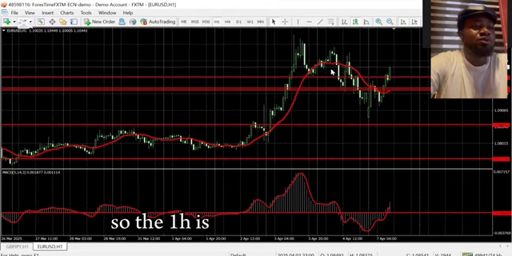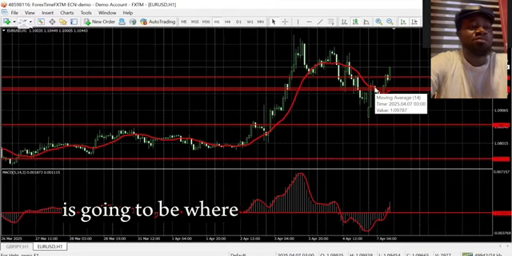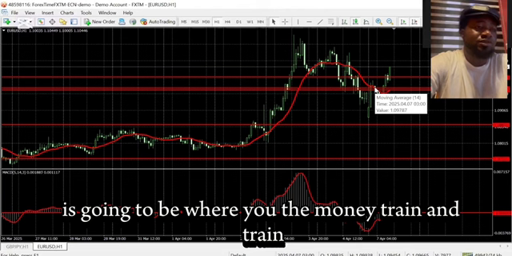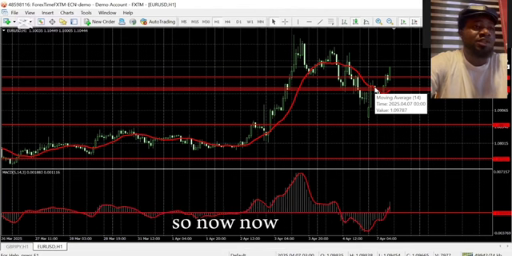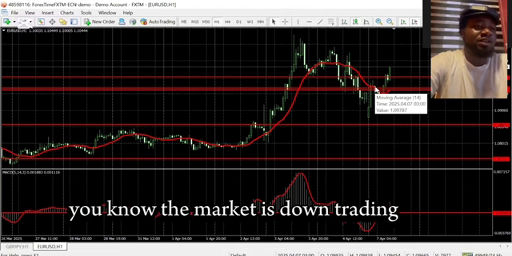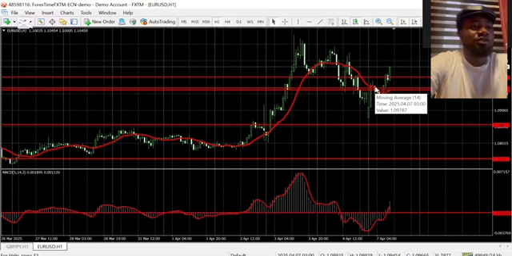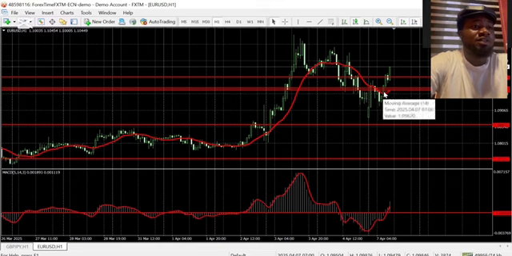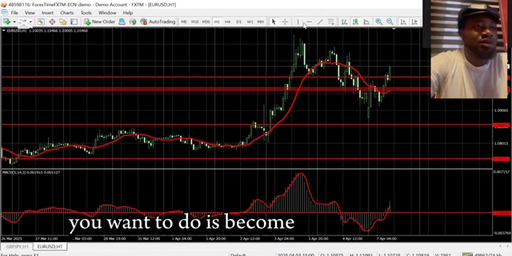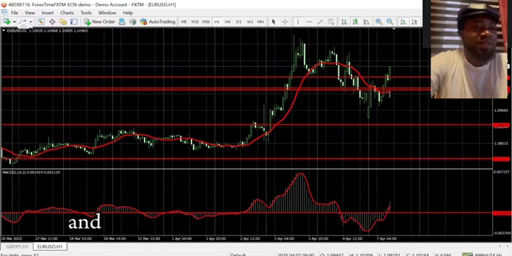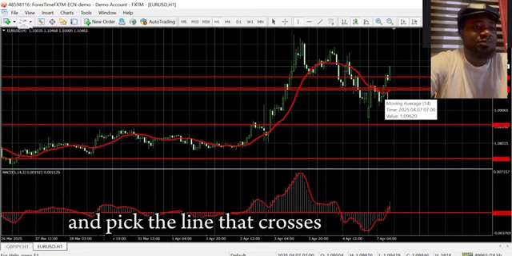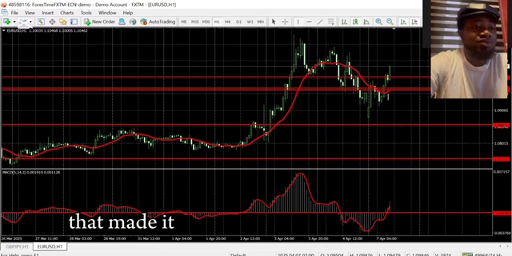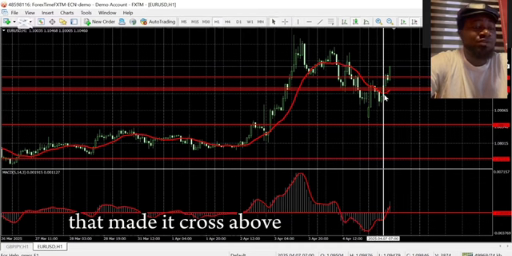The 1 hour is going to be your trend, where you will be monitoring the trend. The market is either in an uptrend, a downtrend, or a consolidation. So how do we check the 1 hour trend? Is it above or below our moving average? It is obviously above our moving average. So we can pick a vertical line and mark the candlestick that crossed above the moving average.